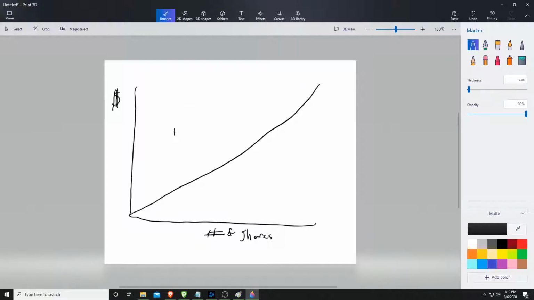The number of shares: this axis does not describe supply. This axis describes the number of shares that exist within the supply. And this other line, this is demand, and this is supply. What we can glean from this is called microeconomics. What we can understand from these terms is that, and this is zero.